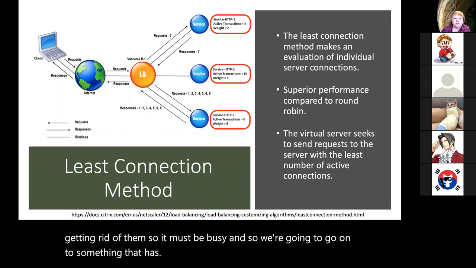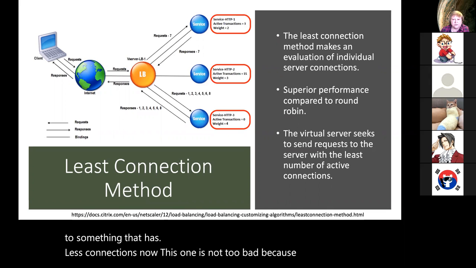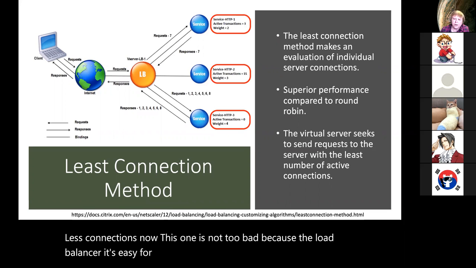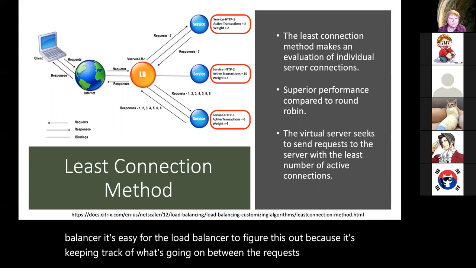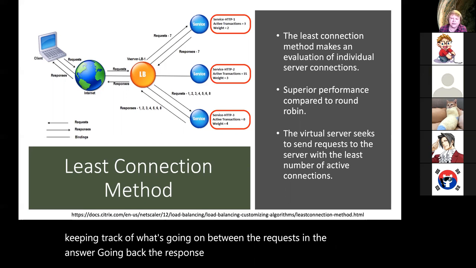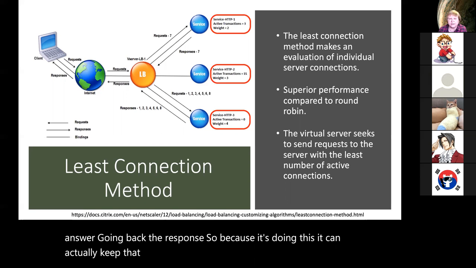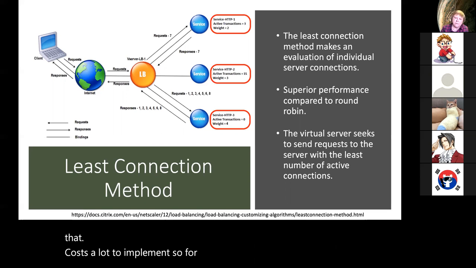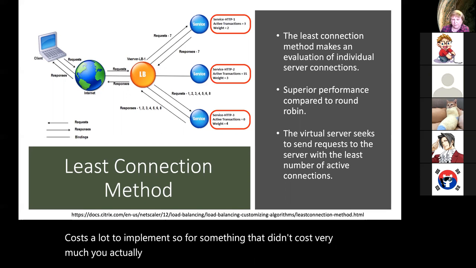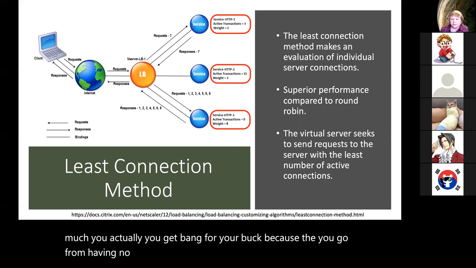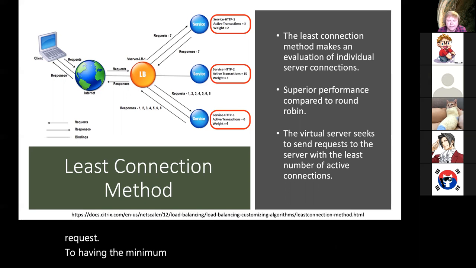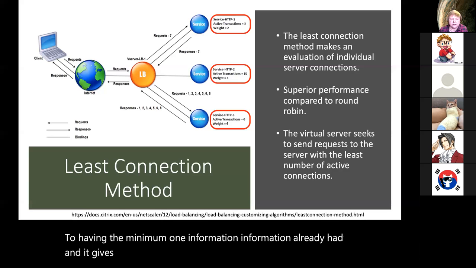Now, this one is not too bad because it's easy for the load balancer to figure this out. It's keeping track of what's going on between the requests and the answer going back, the response. So because it's doing this, it can keep that count pretty easily. It's not really something that costs a lot to implement. So for something that didn't cost very much, you get bang for your buck because you go from having no information in which to judge who gets the next request to having the minimal amount of information, and it gives you an increase in efficiency.